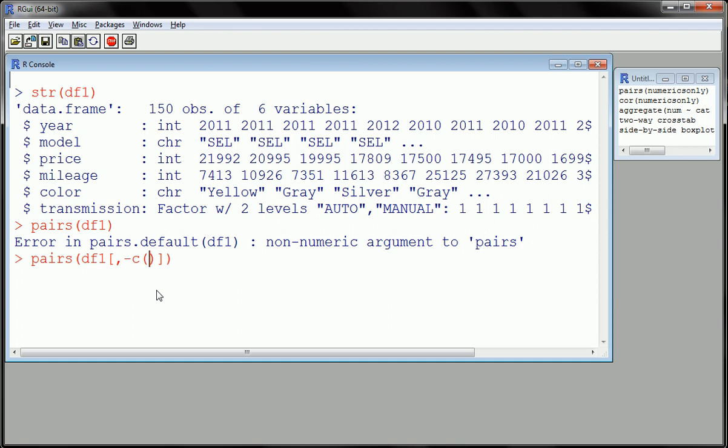So we want it to exclude column 2, column 5, which is color, and column 6, which is transmission. Notice these are the parentheses for the pairs function, and within it we have our data frame, and we've subset our data frame by using the square brackets. We left the rows empty, which means include all 150 observations, all 150 rows, in other words, comma, which columns to exclude, using the minus sign: exclude 2, 4, 5, and 6. Now if we hit enter, it should be able to handle this.